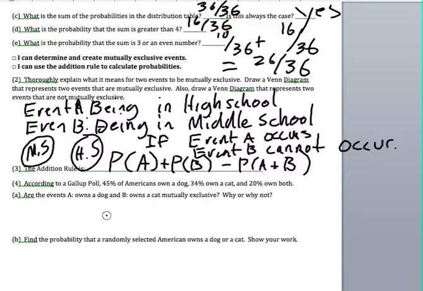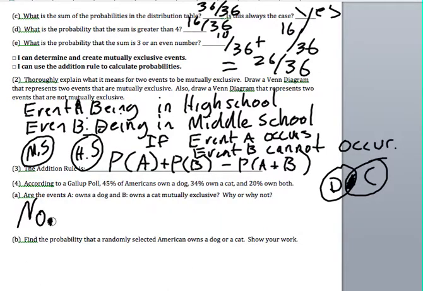We know that 45% of Americans own a dog, and we know that 34% own a cat, and then 20% own both. So there are some people that counted as dog owners, and there are some people that counted as cat owners. They were overlapped, right? It wasn't just all the dog people and all the cat people separate. This was a case where dog people and cat people have some overlap, right? There's these people that own both. They're in both categories. So this would be a good Venn diagram for non-mutually exclusive scenarios. Are these mutually exclusive? Why or why not?